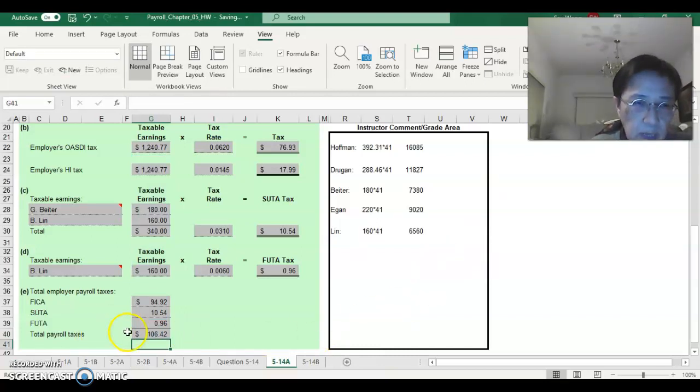Okay, so the total payroll tax is $106.42. And the employer needs to contribute $76.93 for the OASDI, and for the Medicare, the employer needs to contribute to the healthcare for the employee. So the employer's contribution is $17.99, and the state is $10.54. The employer needs to contribute to the state unemployment. And for the federal unemployment tax, the employer needs to contribute 96 cents, okay?